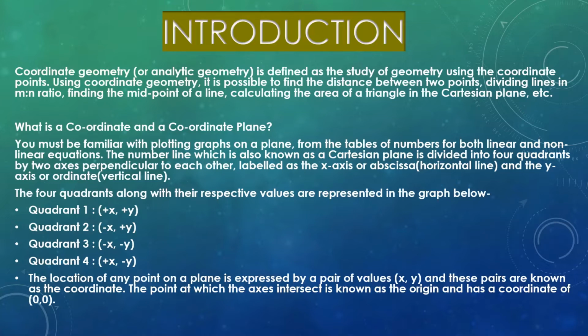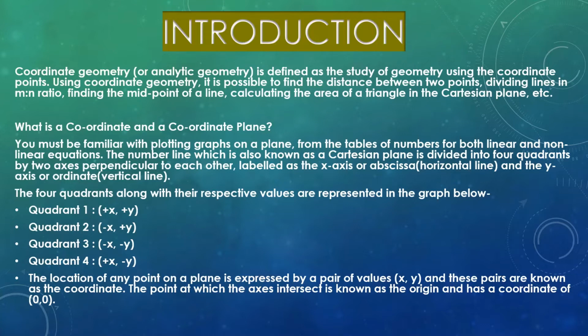Now, what is a coordinate and a coordinate plane? You must be familiar with plotting graphs on a plane. From the tables of numbers for both linear equations and nonlinear equations, the number line, which is also known as Cartesian plane, is divided into 4 quadrants by 2 axes perpendicular to each other, labeled as the x-axis or abscissa, the horizontal line, and the y-axis or ordinate, vertical line. The 4 quadrants along with their respective values are represented in the graph below.